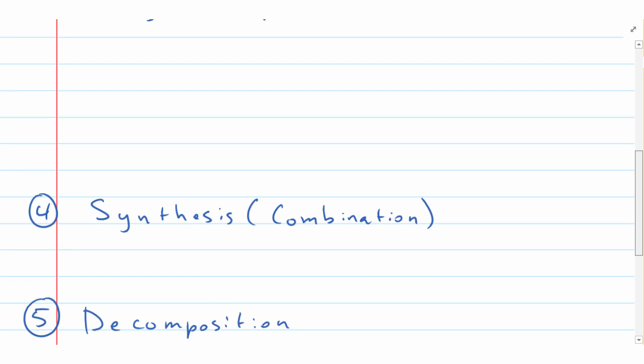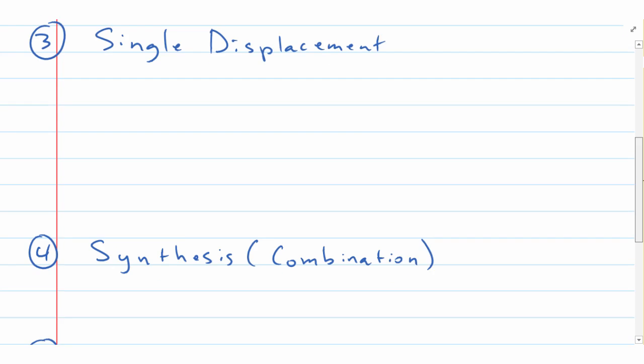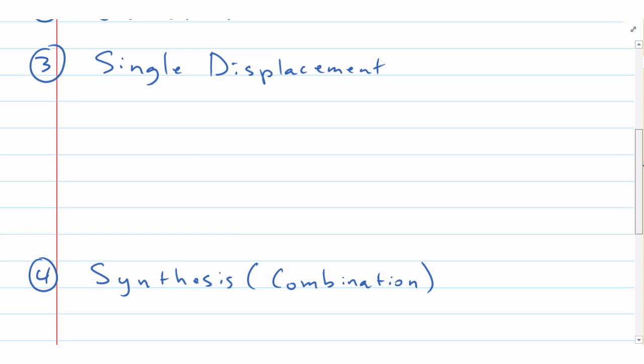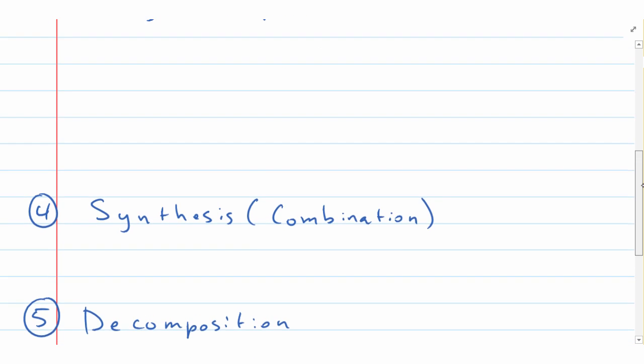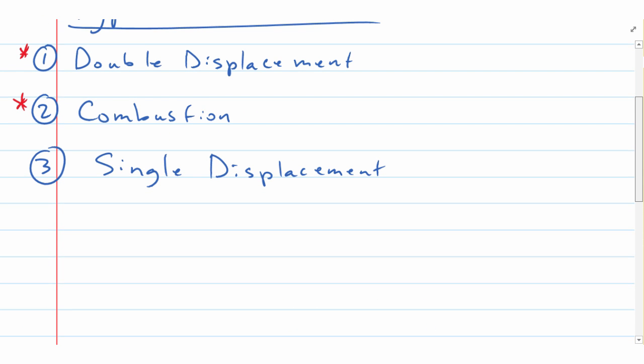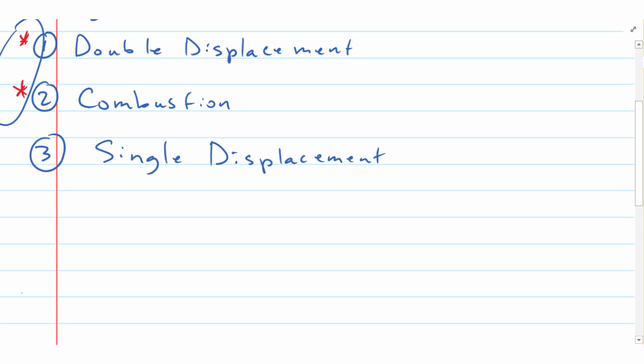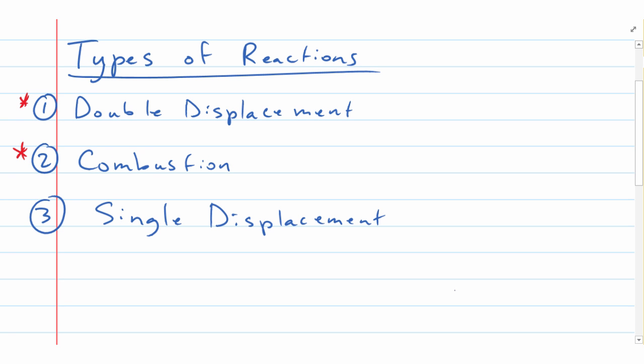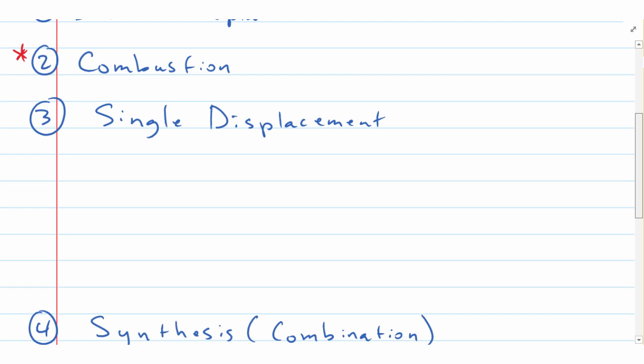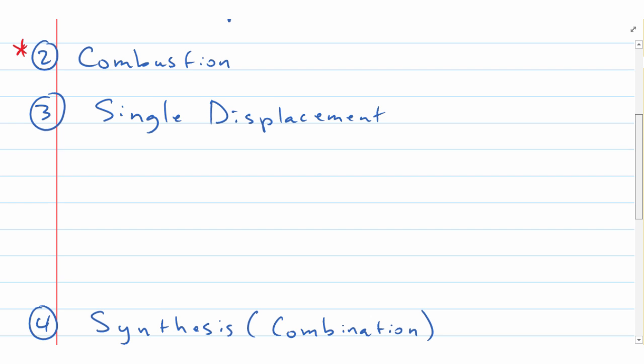Now for these last three, you will only need to identify the reaction type. We are not going to be completing and balancing them. The reason why I have these asterisks here is these are the only ones that we will be completing and balancing in this course. So again, we've gone through these, and these are ones that you should complete and balance. For the rest of them, you just need to identify the reaction type.